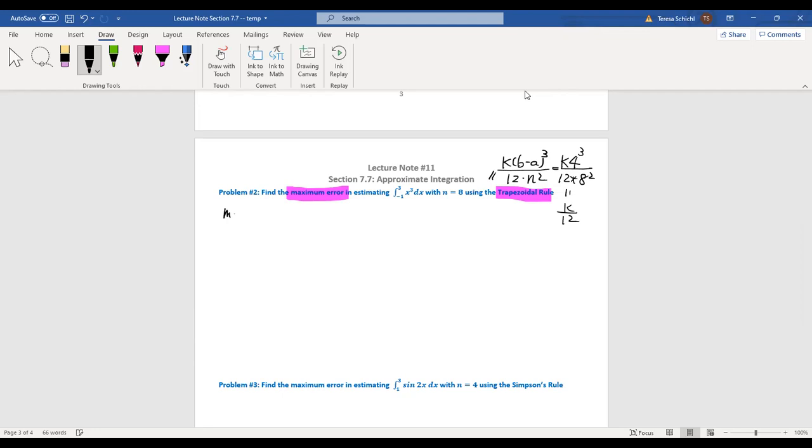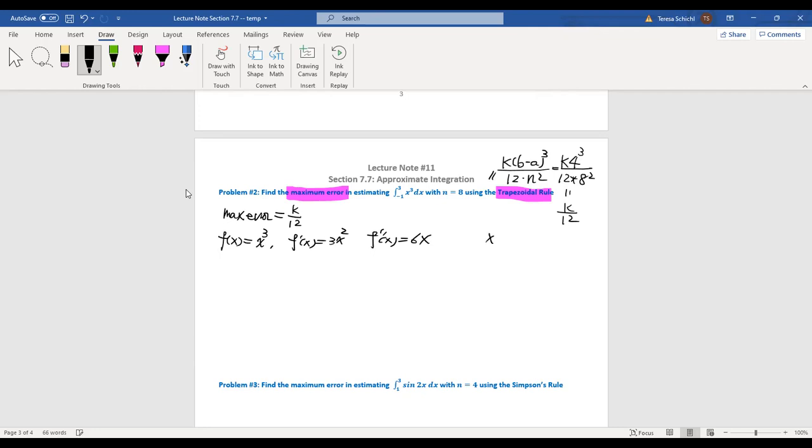The max error for this problem will be k over 12. Let's see if we can find k. f of x here is a pretty easy one: x cubed. Then f prime of x is 3x squared. Then f double prime of x is equal to 6x.